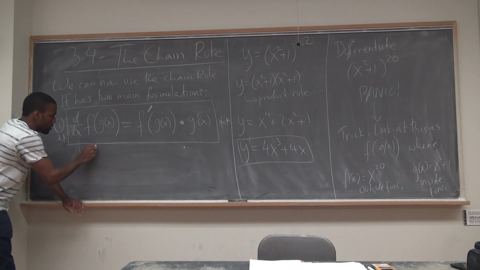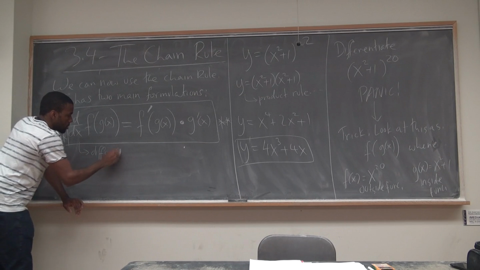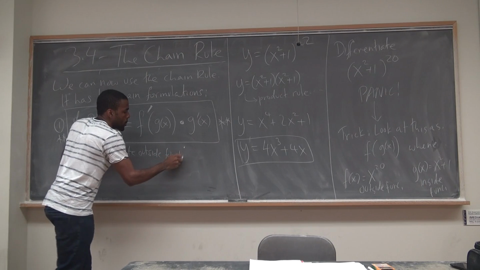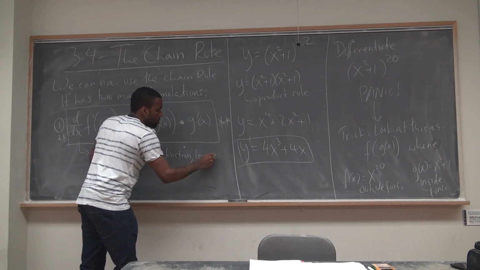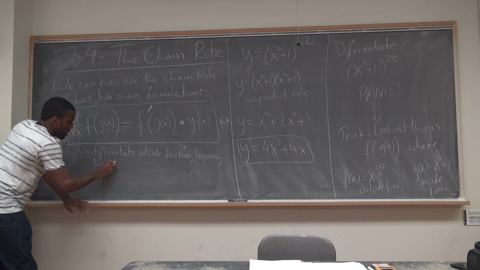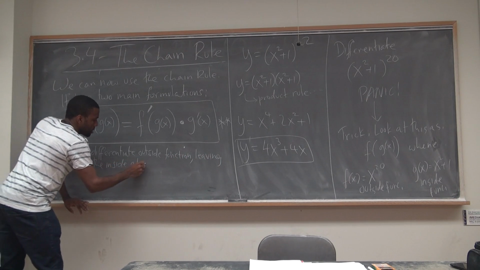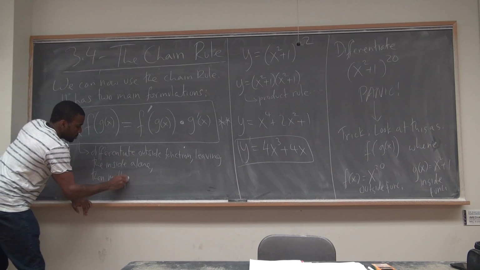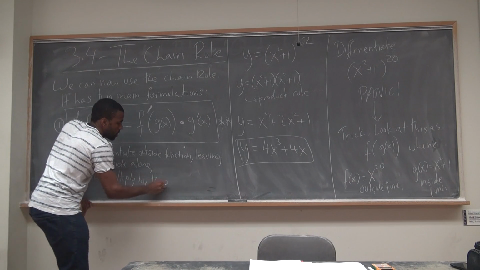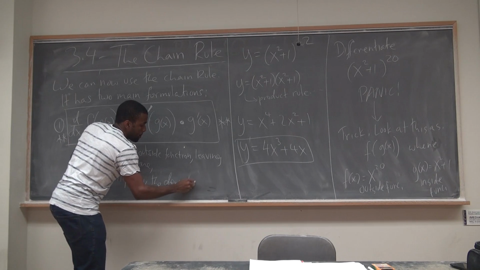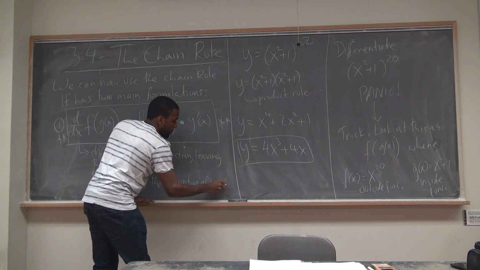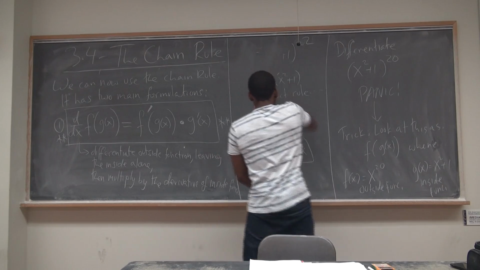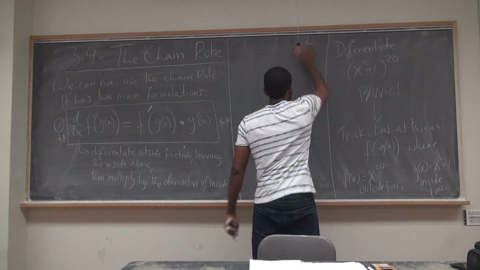In other words, differentiate the outside function, leaving the inside alone. Leave it intact. Then multiply by the derivative of the inside function. That is called the chain rule. Now with that rule, differentiating something like this becomes trivially easy.